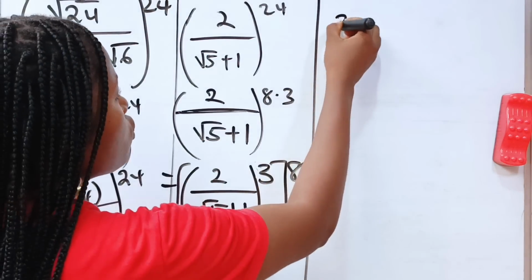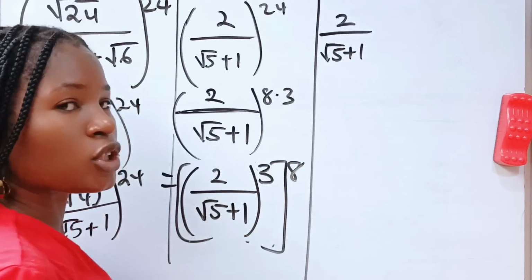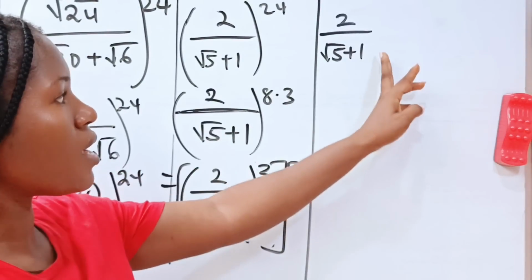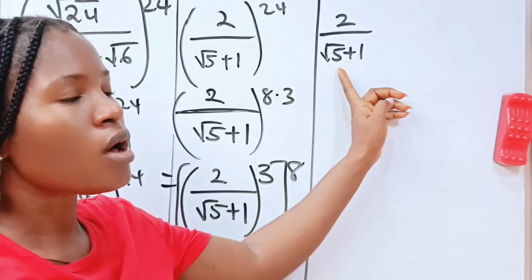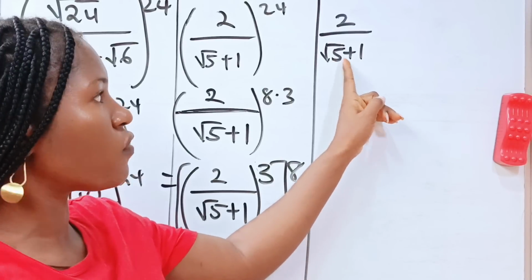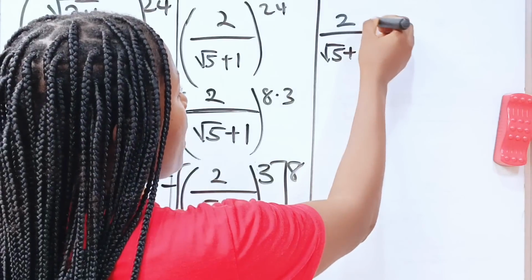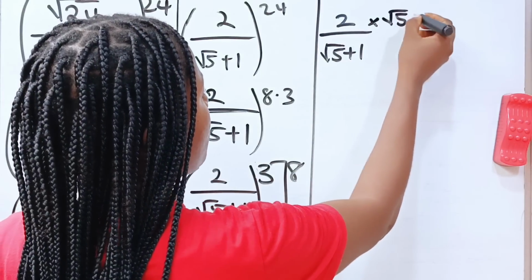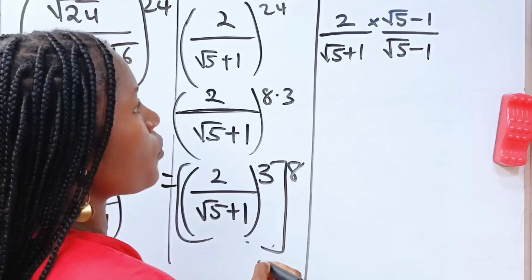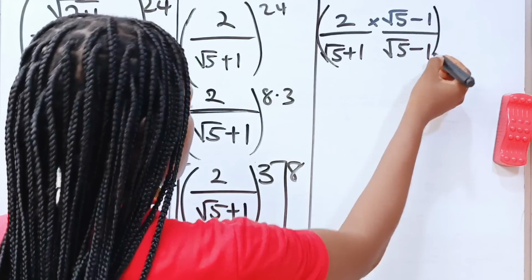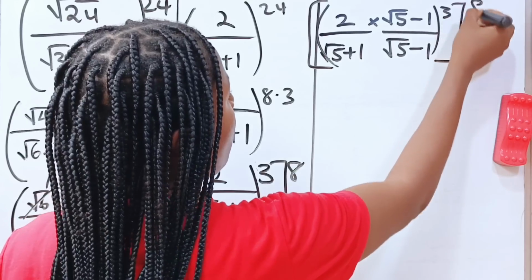So we have 2 divided by square root of 5 plus 1. Now to rationalize, we multiply our numerator and our denominator by the what? The conjugate of our denominator. Now the conjugate of our denominator is root 5 minus 1. So plus we change to minus. So we are going to multiply this by root 5 minus 1, and also divide by root 5 minus 1. So remember all this raised to the power of 3 and everything raised to the power of 8.